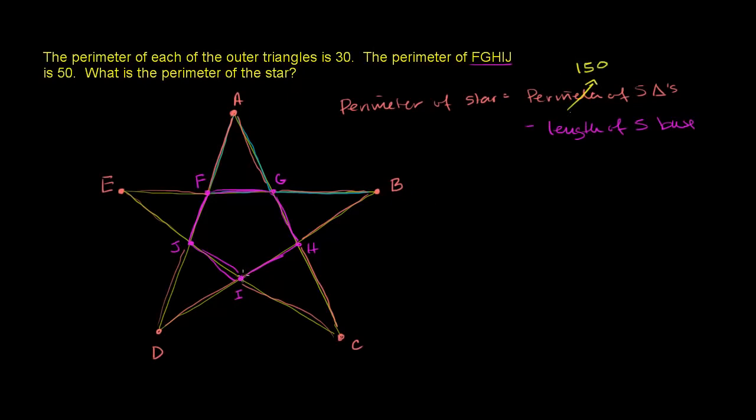Now, the lengths of their 5 bases, if we add them up, is the exact perimeter of this inner pentagon right over here. So this inner pentagon has a perimeter of 50. That is the sum of the 5 bases. So that right over here is 50. So the perimeter of the star is going to be 150 minus 50, or 100. All we did is took the perimeter of all the triangles, subtracted out these bases, which was the perimeter of the inner pentagon, and we're done.